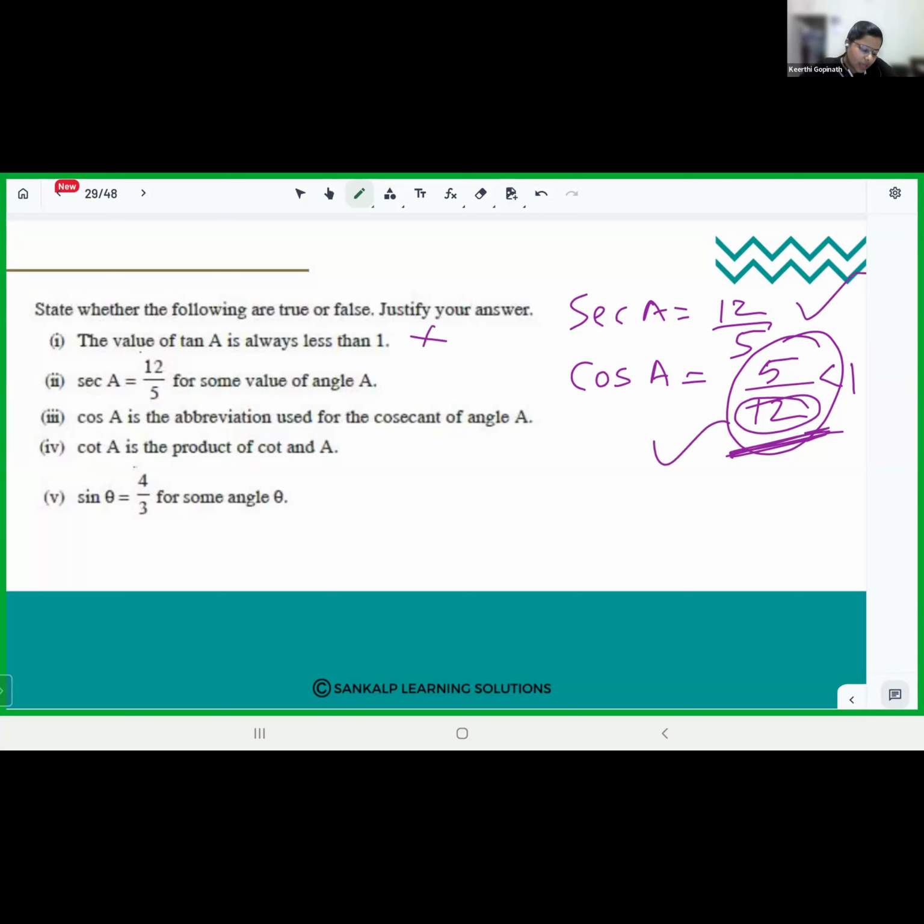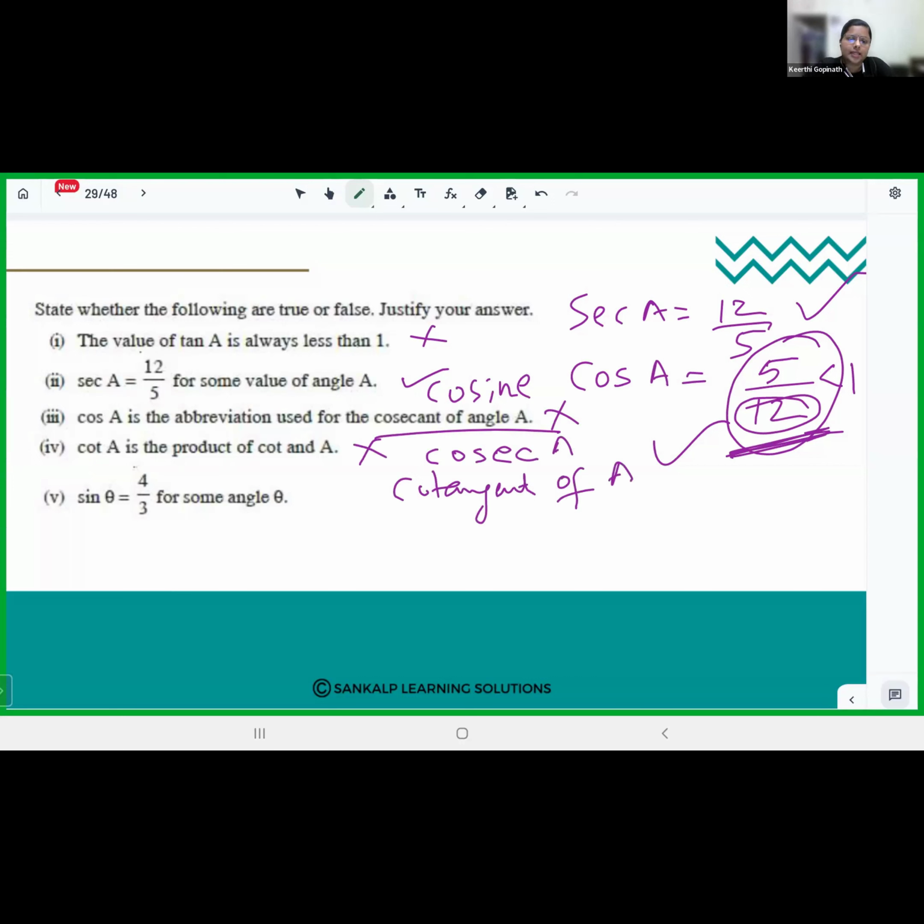Now, the third one: cos A is the abbreviation used for the cosecant of angle A. Is that right? No, right. Cos A means nothing but cosine of angle A. This is given as cosecant of angle A. What is the abbreviation used for cosecant? It is cosec A, right? So this is also wrong. Now, cot A is a product of cot and A. We have already discussed in our introduction class that cot A is not the product of cot and A. It means cotangent of angle A, right? So that is also wrong.